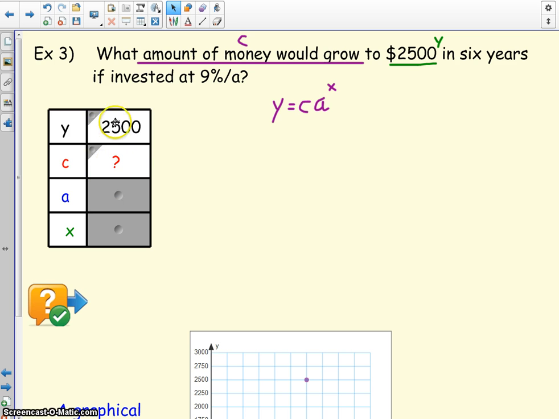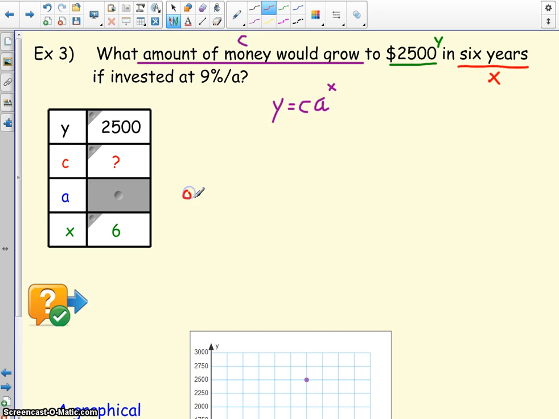So we're starting with something we don't know. That's c. We want it to grow to $2,500. It's going to take 6 years. Okay, so that's our time value, so that's going to be our x. Okay, and we invest at 9% a year. Now, you got to be careful here. This investment is going to grow at 9% a year.